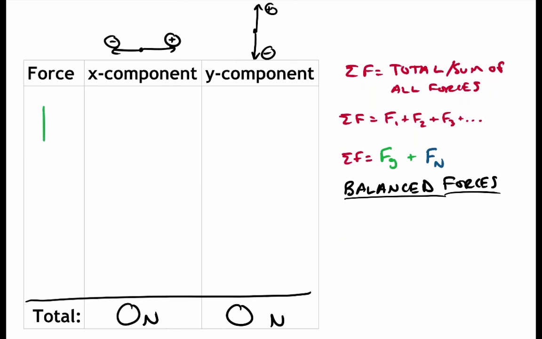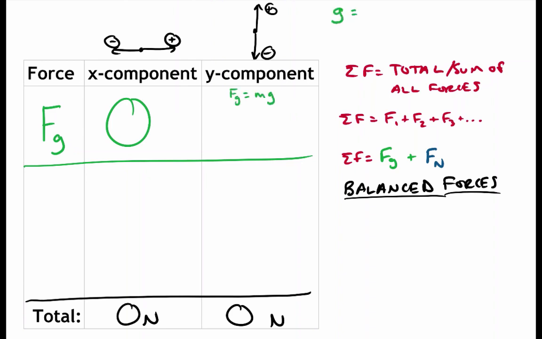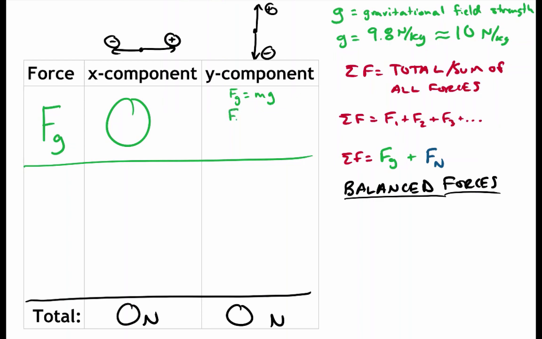Now we can write our forces. We have a force of gravity, and the force of gravity acts downwards, so there's 0 x component. We know that the force of gravity is equal to m times g, where g is the gravitational field strength, and g can be written as 9.8 newtons per kilogram, which we can round to 10 newtons per kilogram. Force of gravity is equal to 0.16 times 10, which is negative 1.6 newtons. The negative sign tells us that it's downwards. Down means negative.